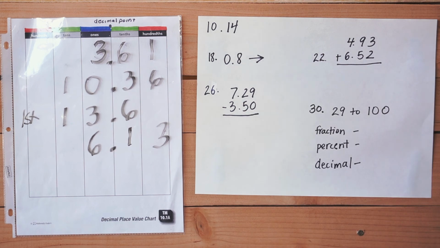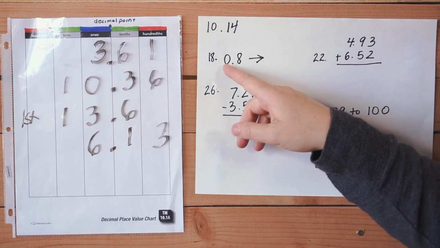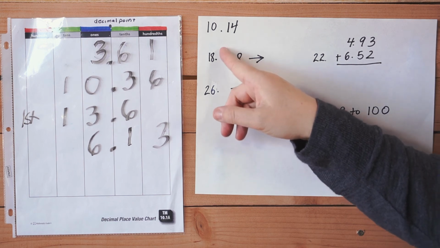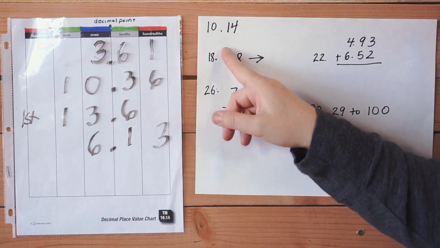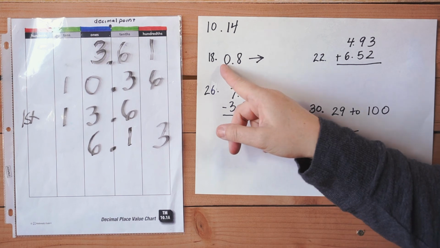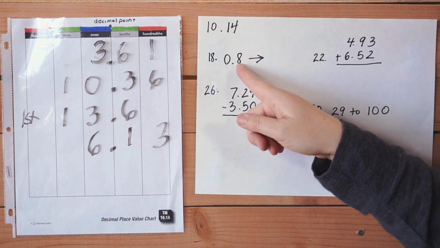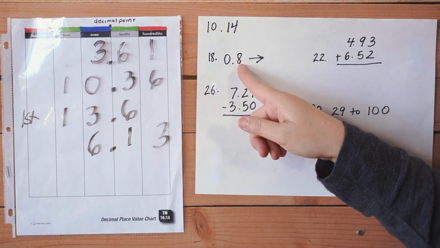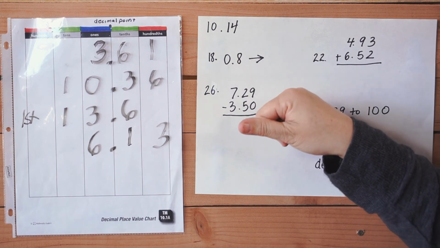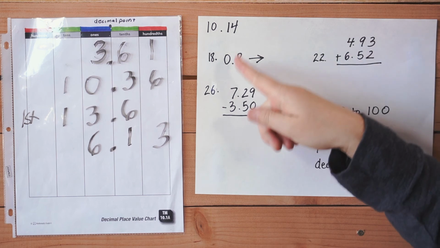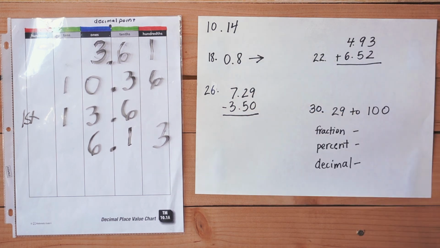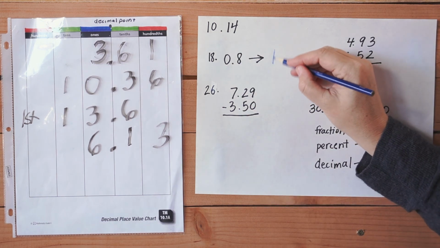Number 18, it says round to the nearest whole number or dollar. 0.8, so 0. We're looking for this whole number here, and we want to round it. So does it stay 0, or does it go up to the next whole number, which would be 1? We look at our bossy neighbor here, and the 8 always tells us to go up. So that means this will be a whole number of 1.